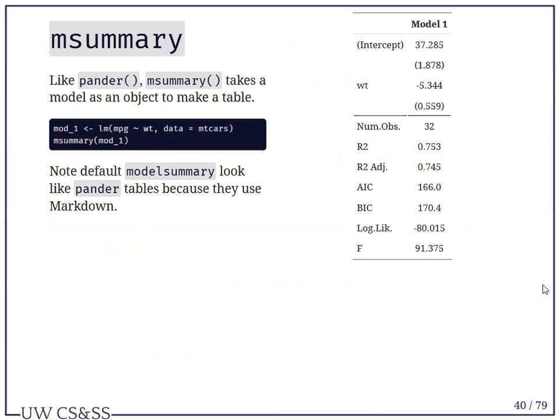For instance, here, this is just the modelsummary of this model, which is the miles per gallon by the weight of the cars in the mtcars data set. It takes a model as an object, and then it makes it into a table. Note the default modelsummary looks like pander tables because they use Markdown.